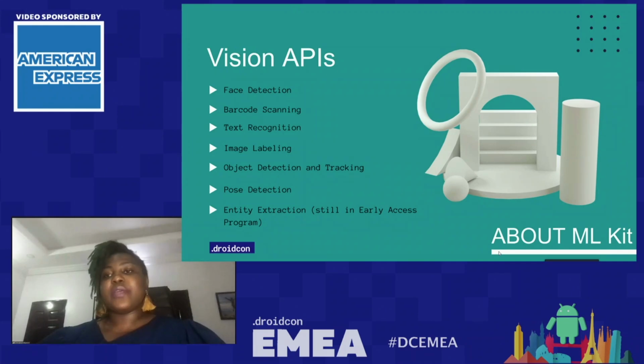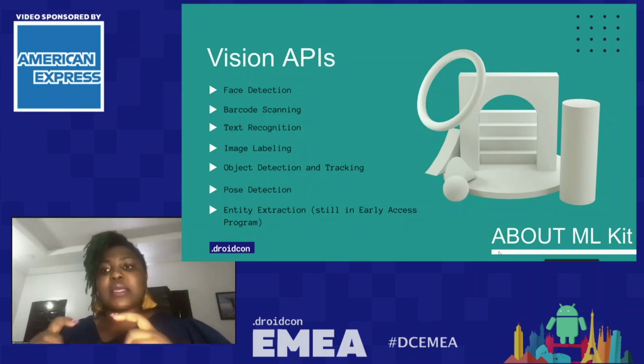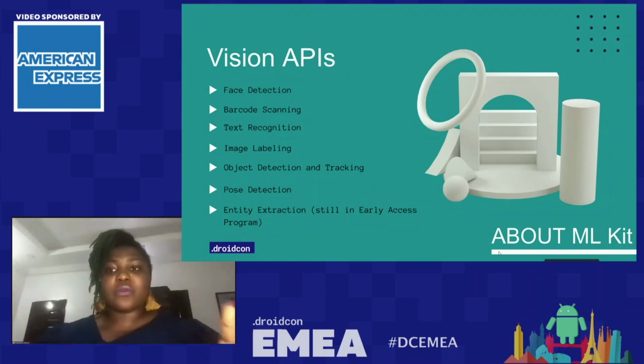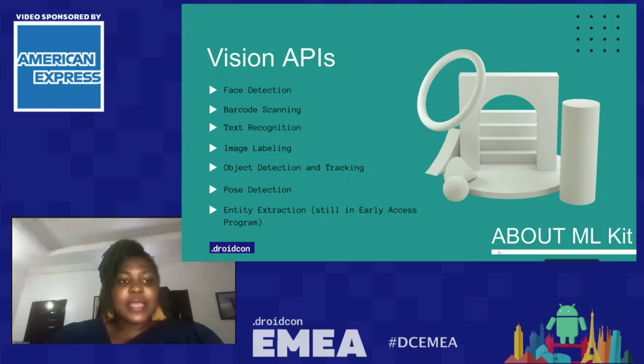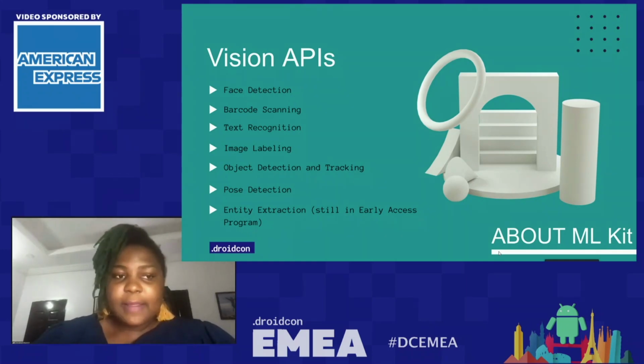So let's say you have a business card, or you have a bunch of text with hyperlinks and all that. So it helps to get the entities out of a large bunch. So that's the entity extraction. So like I said, it's still in the early access program, so you would have to sign up for that program to have access to that feature.